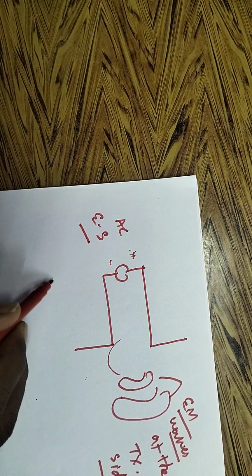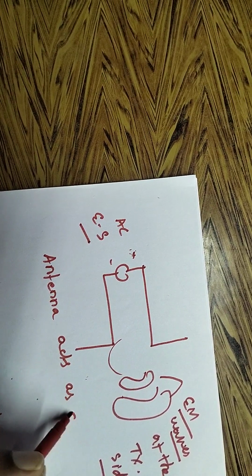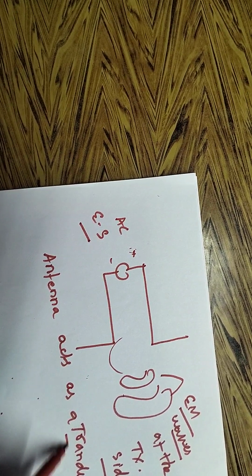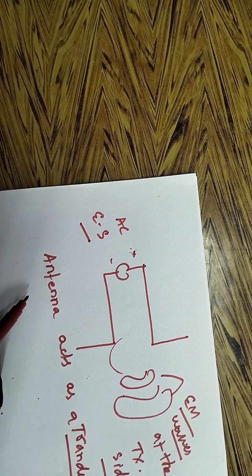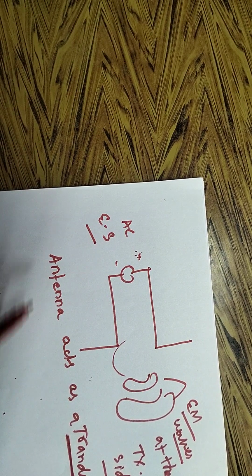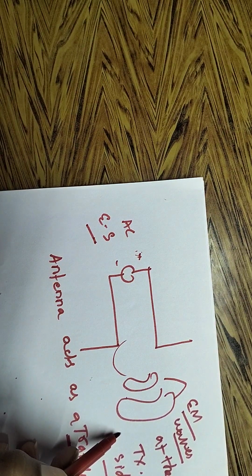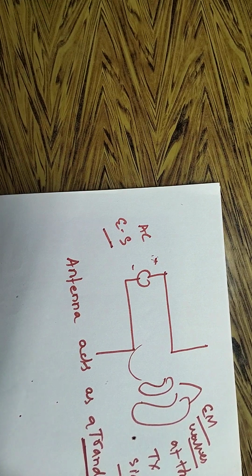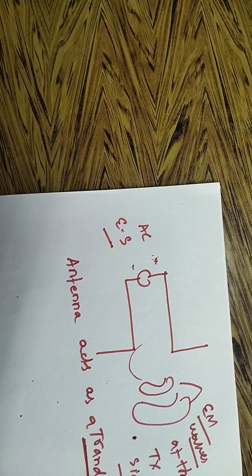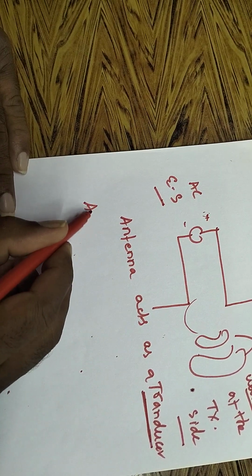Then this antenna acts as a transducer. What is a transducer? It converts one form of energy into another form of energy. So the antenna acts as a transducer at the transmission side, which converts electrical signal into electromagnetic waves, whereas the receiver side will receive electromagnetic waves from incident waves and convert them into an electrical signal. Hope you understand. Let me write the definition of antenna.